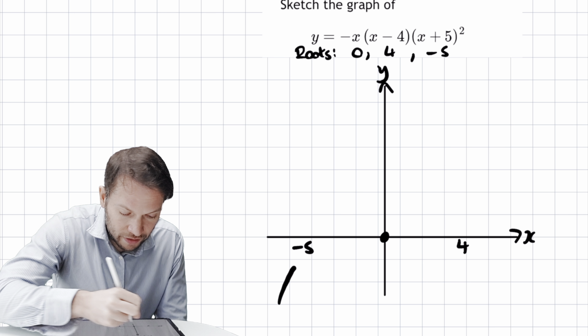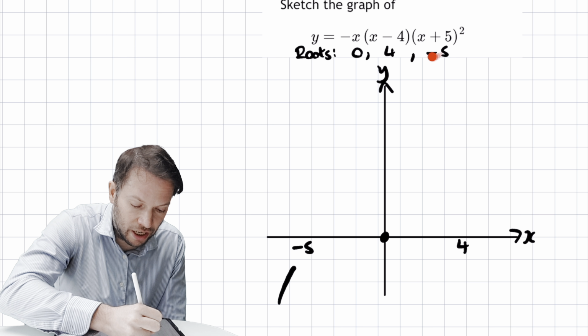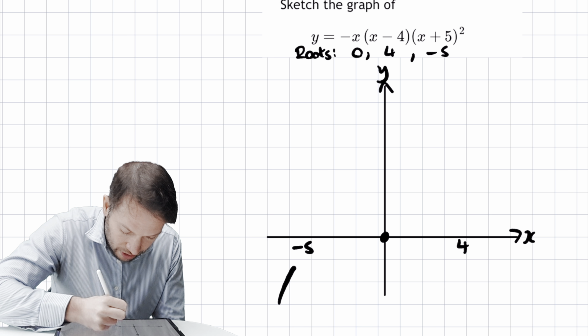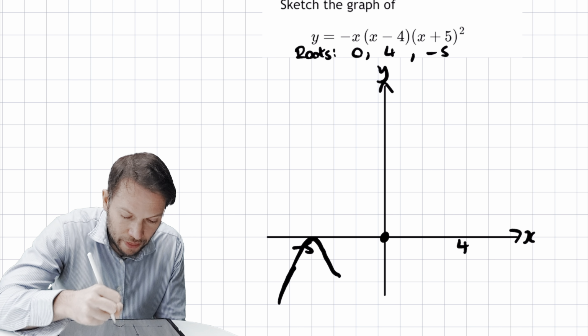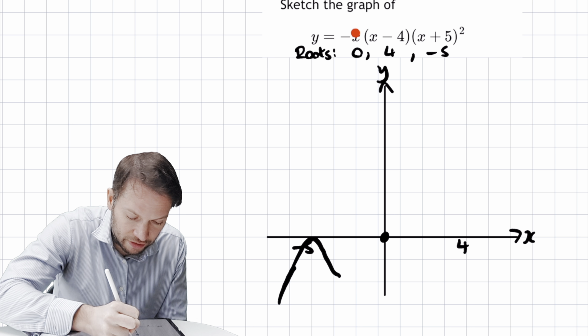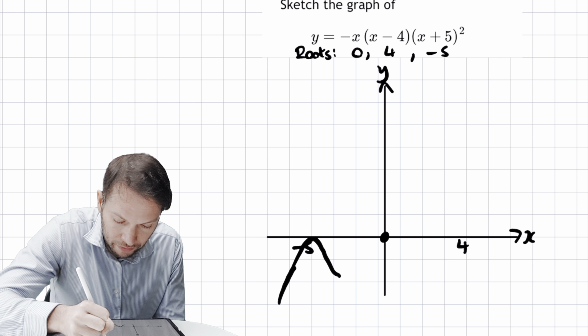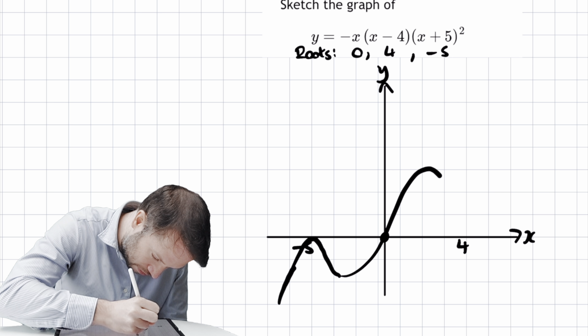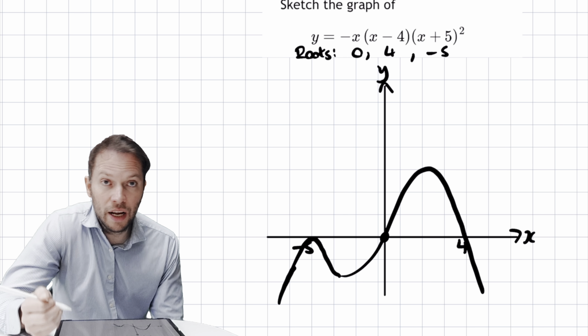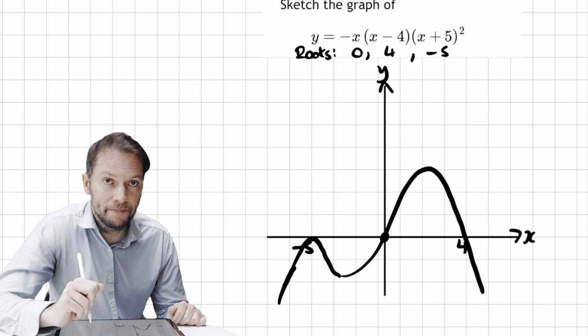Now, because this is x plus 5 squared, we're going to get a touch at the -5. So it touches at the -5, comes down, and then these other ones are not repeated, so it's going to cross at the 0 and it's going to cross at the 4. So it's going to cross at the 0 and it's going to cross at the 4 like that. And that's the final graph with that one.